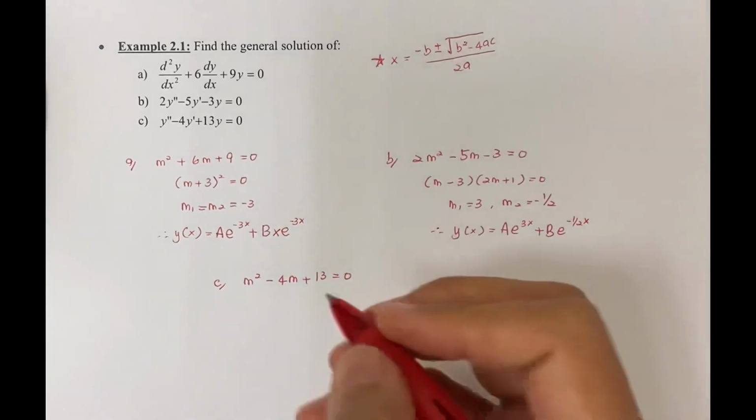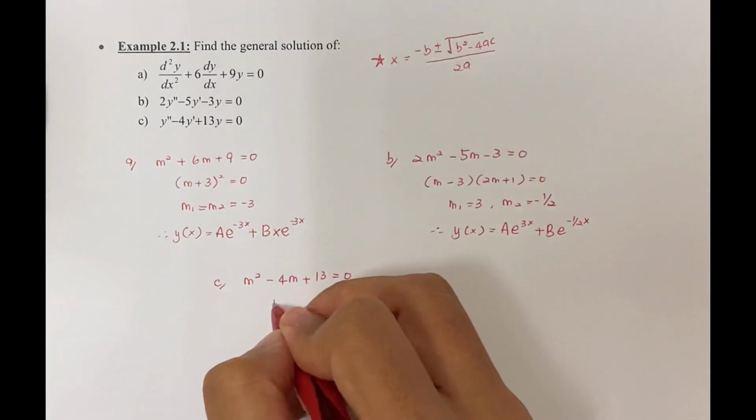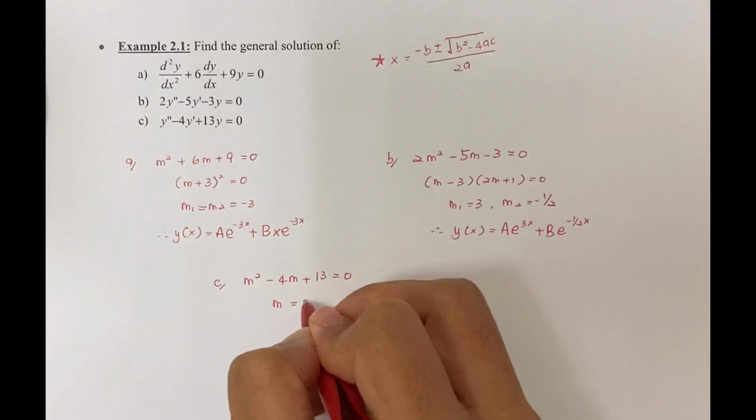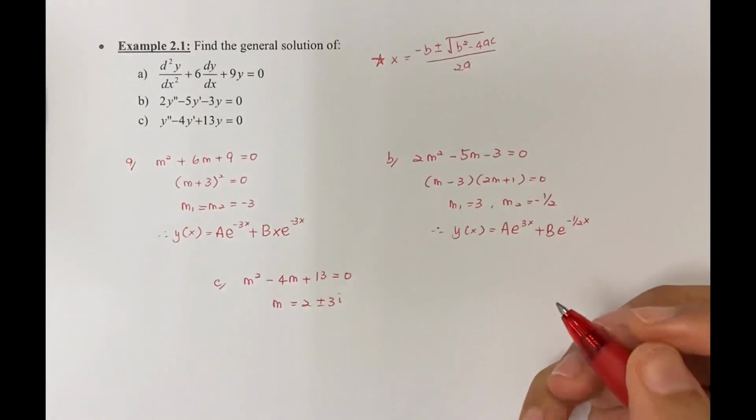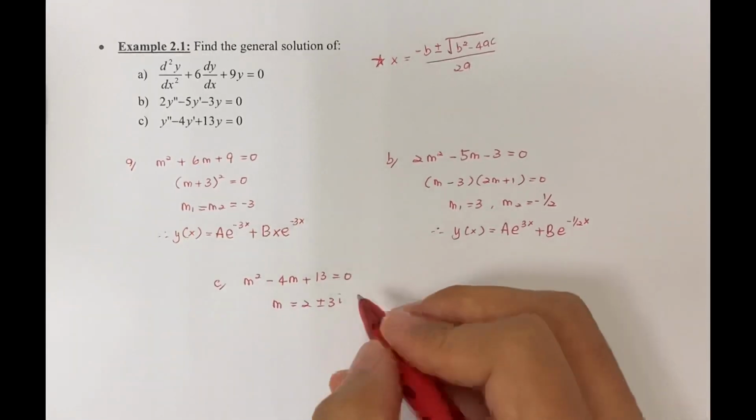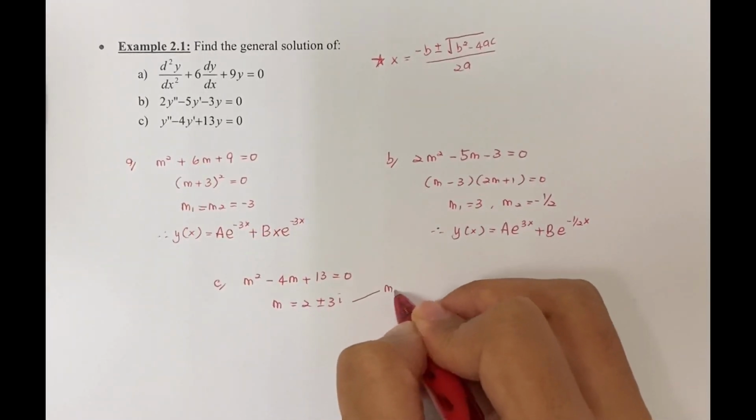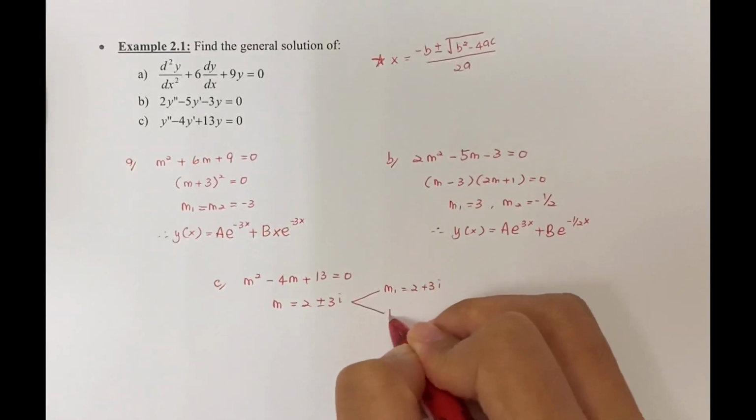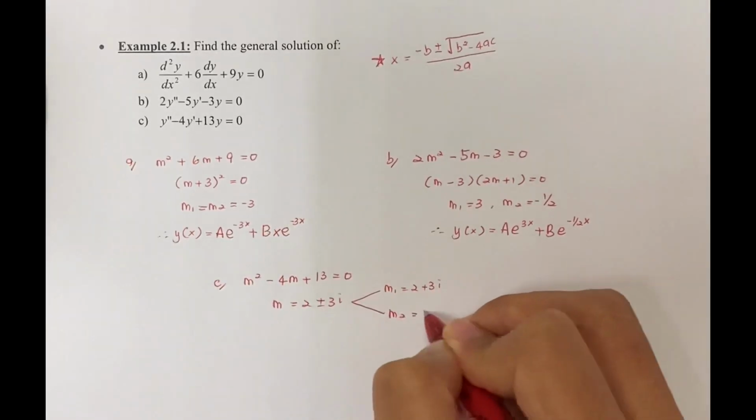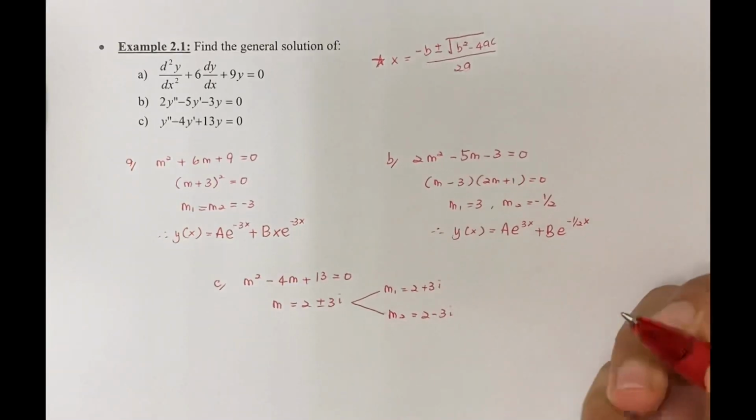And last but not least, we have c: m square minus 4m plus 13 equal to 0. Okay, and if you use your calculator, you find out that m is equal to 2 plus minus 3i. So it is a complex conjugate. So meaning that your first m1 is equal to 2 plus 3i, and your second m2 is equal to 2 minus 3i.